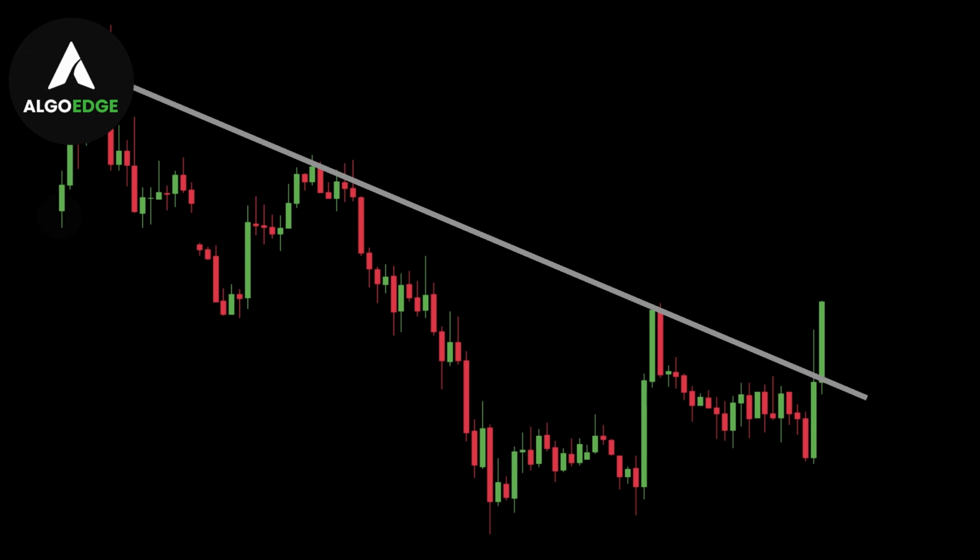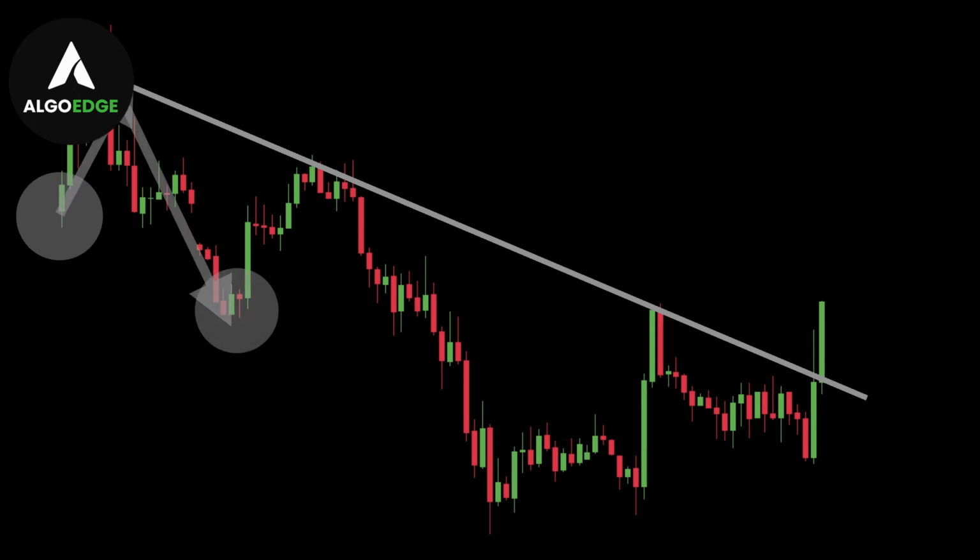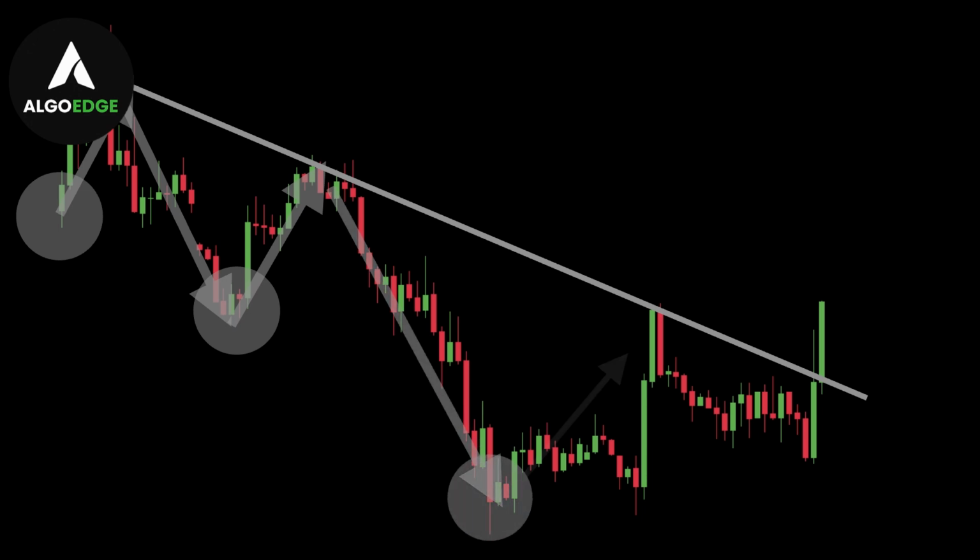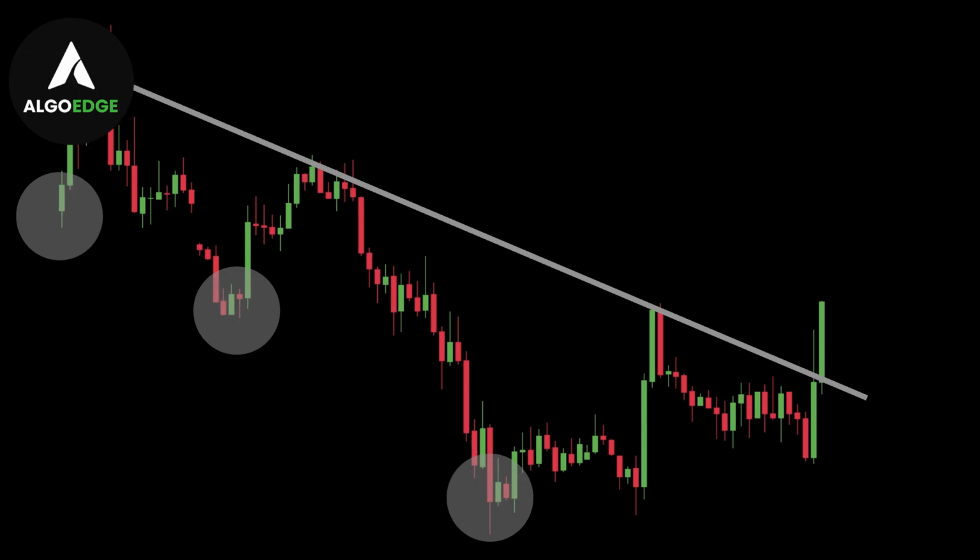Take this example. Price forms a low, then breaks below it and creates a new lower low. It continues doing this over and over again, which is exactly what we expect in a downtrend. However, just before the trendline breakout occurs, something interesting happens. Price fails to create a new lower low. This is an important clue. It tells us that the bearish structure is already weakening before the breakout even takes place.